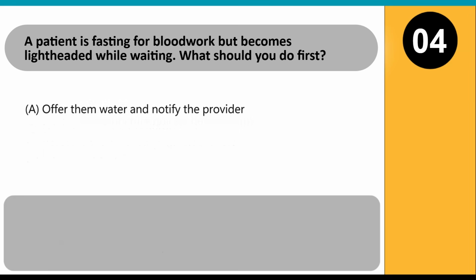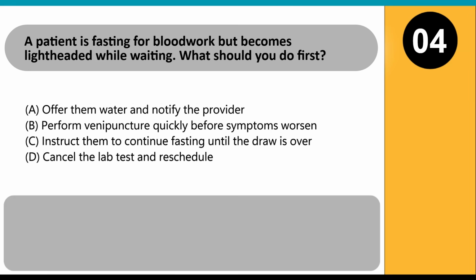A patient is fasting for blood work but becomes lightheaded while waiting. What should you do first? A. Offer them water and notify the provider. B. Perform venipuncture quickly before symptoms worsen. C. Instruct them to continue fasting until the draw is over. D. Cancel the lab test and reschedule.